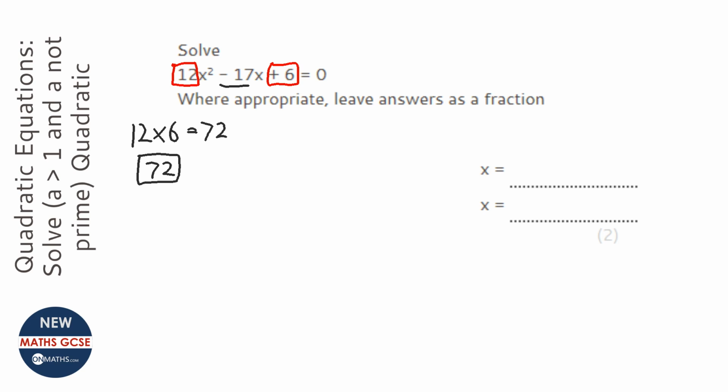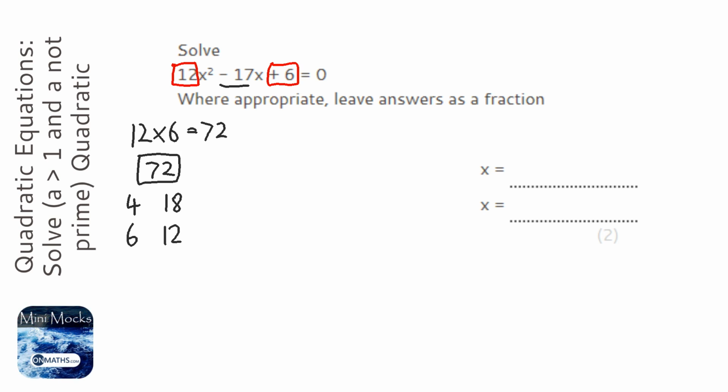So let's have a think. 4 times 18. 6 times 12. 8 times 9. 8 and 9. So we've got to make minus 17. So it's got to be minus 8 and minus 9.